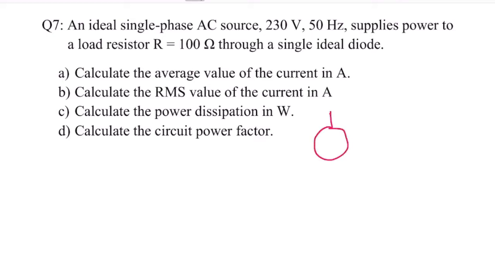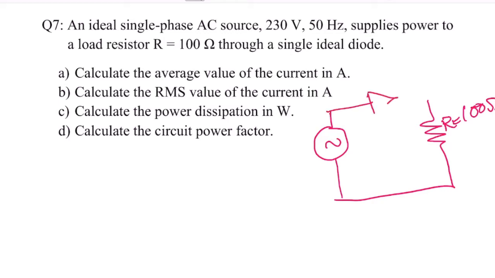All these things I need to calculate. It is a single sinusoidal source. Now, what do I need to do? I need to have a sinusoidal source and the load resistance is R. This R is equal to 100 ohms and it is connected to a diode. There is a diode here. This is the AC source. Now, the supply voltage is 230 volts RMS, 50 Hz.